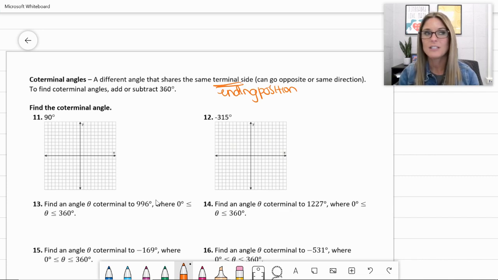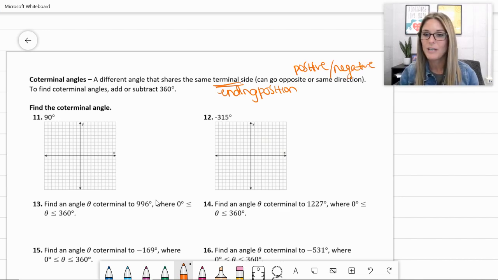So meaning they just land in the same place. We were doing something very similar previously. So they can go in the same direction or opposite direction. So they can both be positive or they can both be negative, or they can be opposites, positive and negative here.